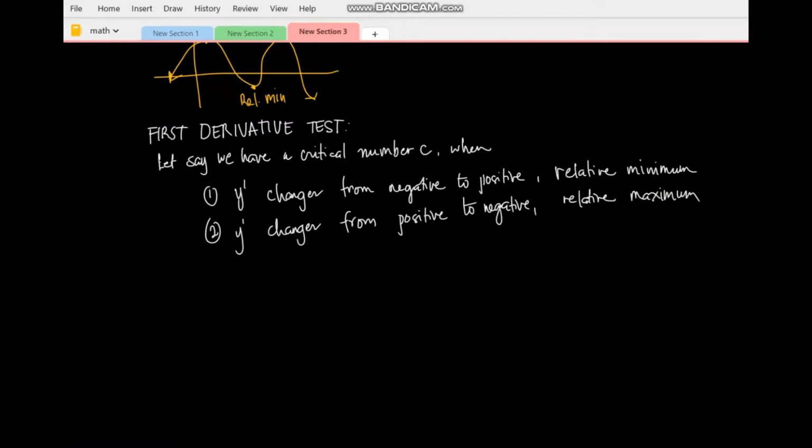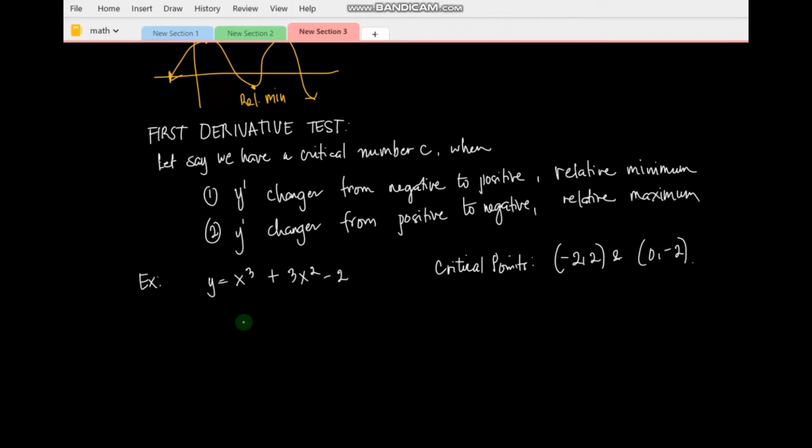So let's try to look again at our example. So this is the example presented earlier. The function is y equals x cubed plus 3x squared minus 2. And we have the critical points. There are two critical points, negative 2 and 0.